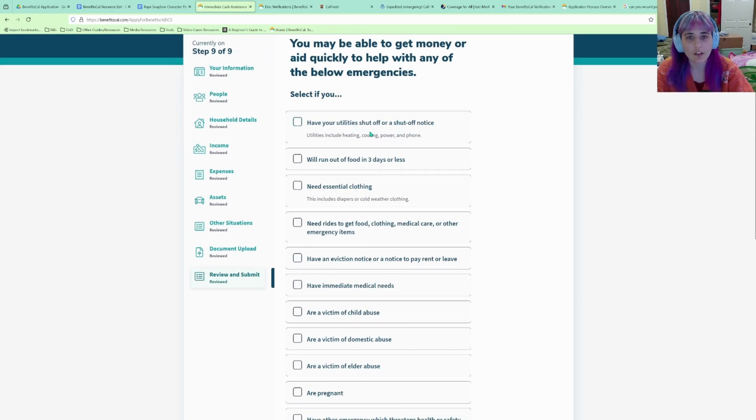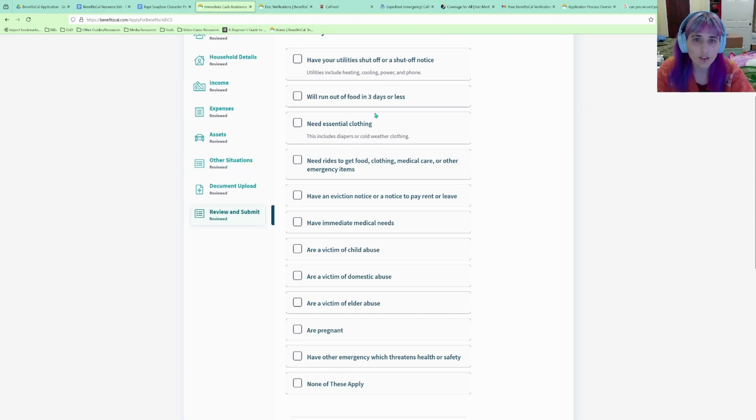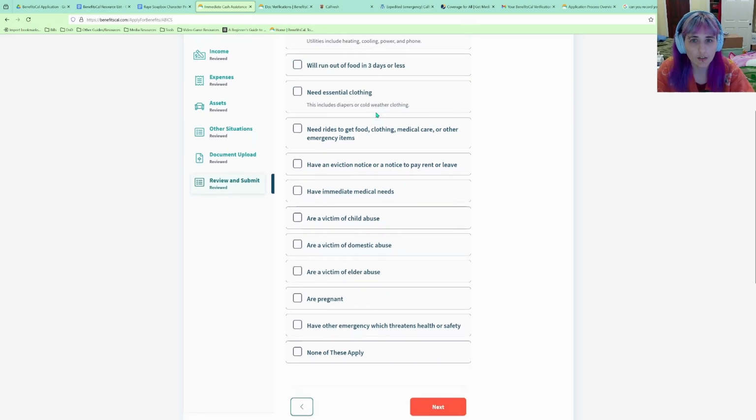Select if you have your utilities shut off or a shut-off notice, will run out of food in 3 days or less, need essential clothing, need rides to get food, clothing, medical care, or other emergency items, have an eviction notice or notice to pay rent or leave, have immediate medical needs, are a victim of child abuse, domestic abuse, or elder abuse, are pregnant, have other emergency which threatens health or safety, or none of these apply. I'll say none of these apply for my example.